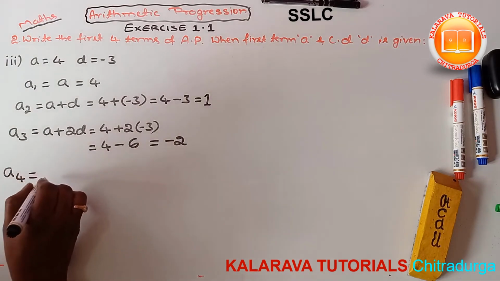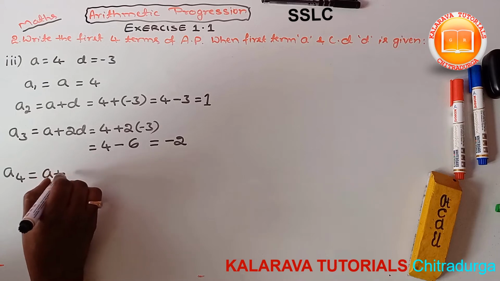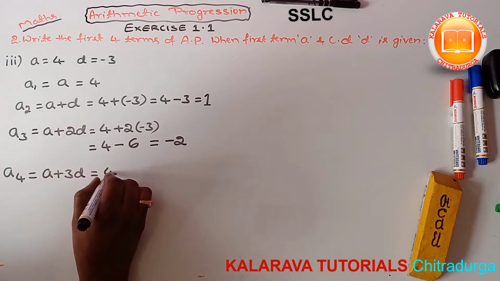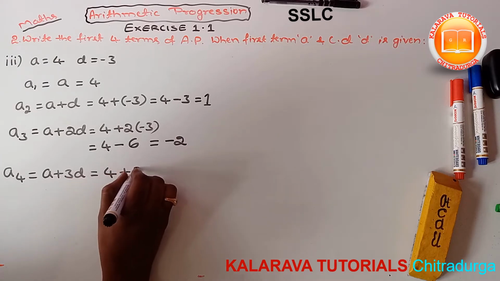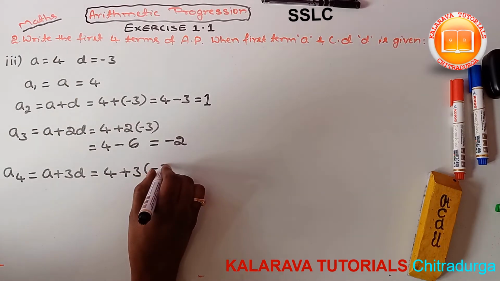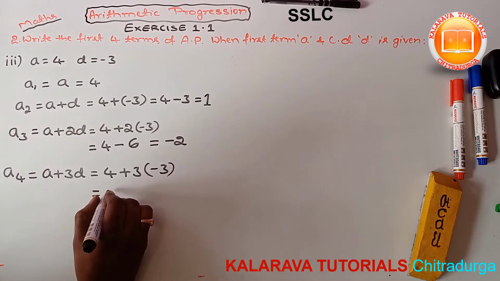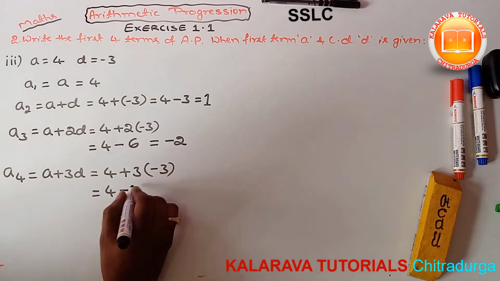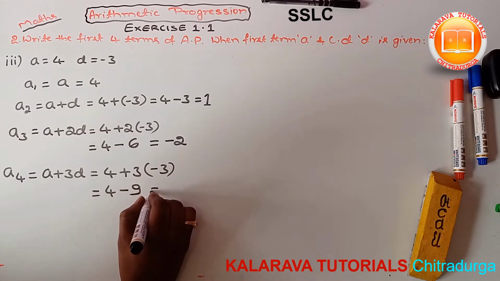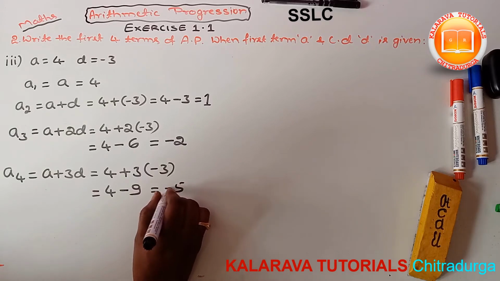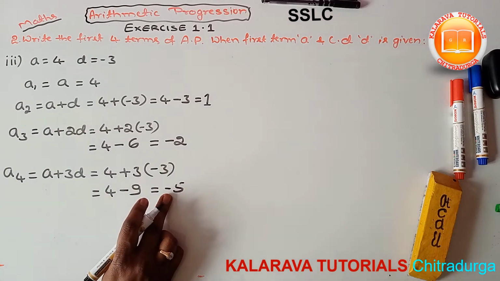Then we have to find out the fourth term, a plus 3d. So that is equal to a is 4 plus 3 into the value of d, which is minus 3. You substitute minus 3. That is equal to 4 plus into minus, minus 3 3s are 9 you get. If you subtract this, 9 minus 4, that is 5. The greater number symbol is minus, so minus 5.